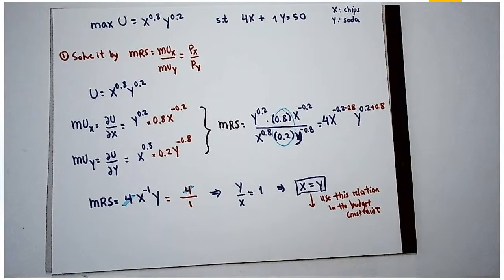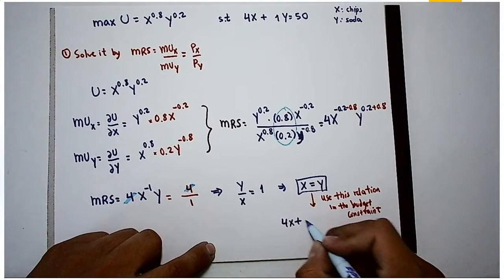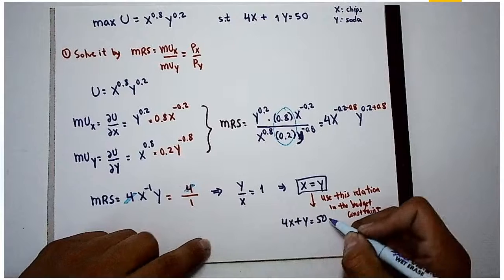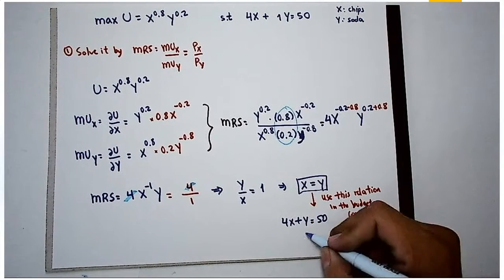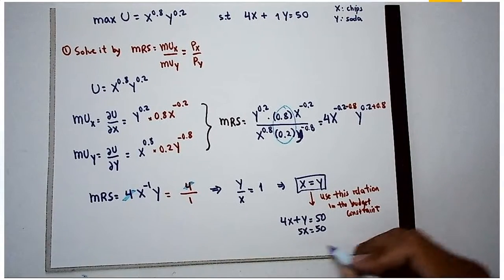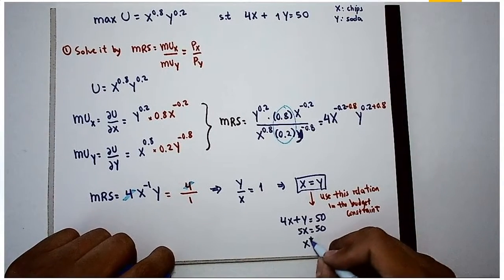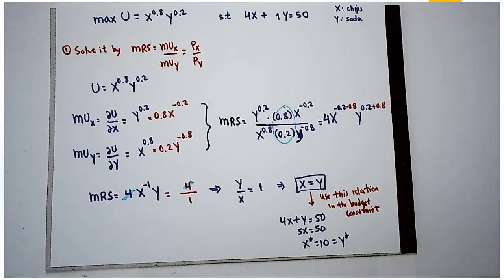So here we will have 4x plus y equals 50. But x is equal to y, so we can replace y with x, and this means that we have 5x equals 50, which means that x is equal to 10 and y is also equal to 10.